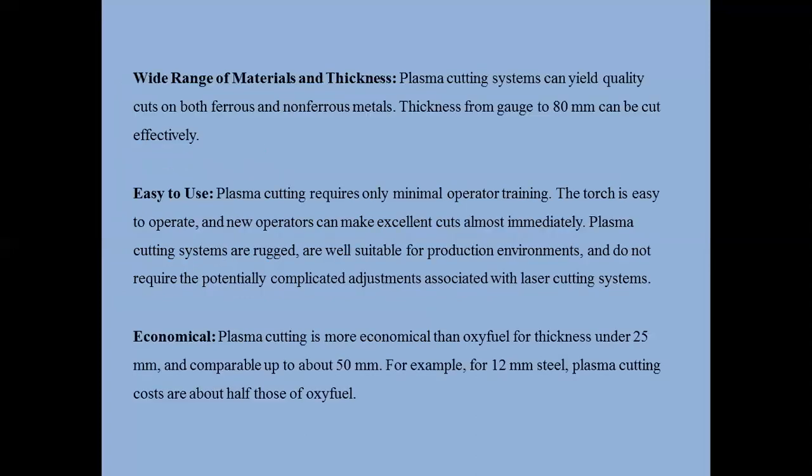Next, wide range of materials and thickness. See, whether the material is conductive or non-conductive, by the arc plasma state we are using, if we could transfer that arc to the workpiece, the material gets effectively machined. So thickness from gauge to 80 mm can be cut effectively.